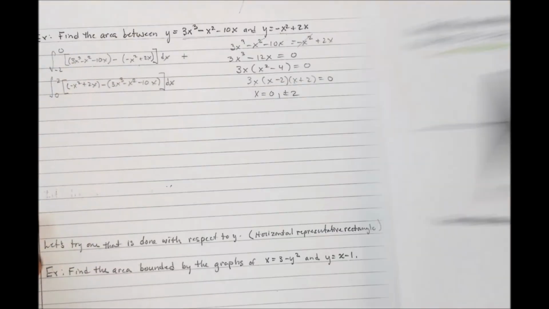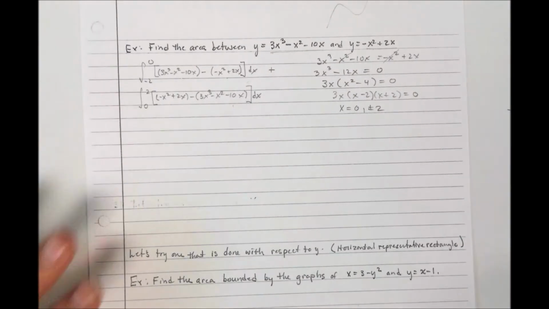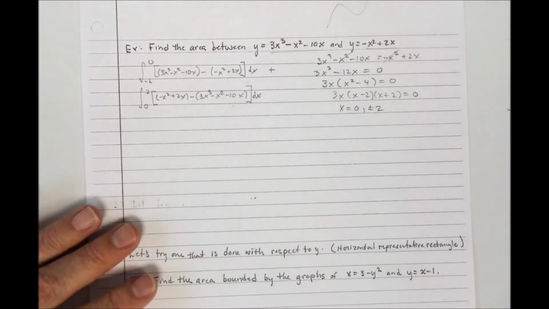And I'm going to have to evaluate this integral. And then I'm going to add those two amounts together. And they better both be positive because of the way I set this up, top minus bottom.